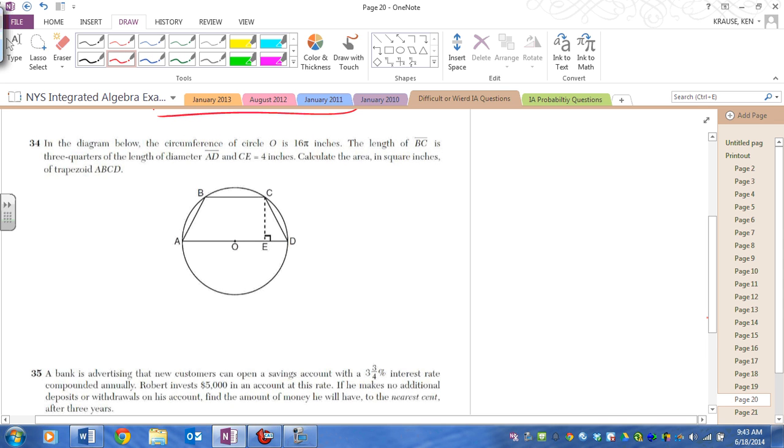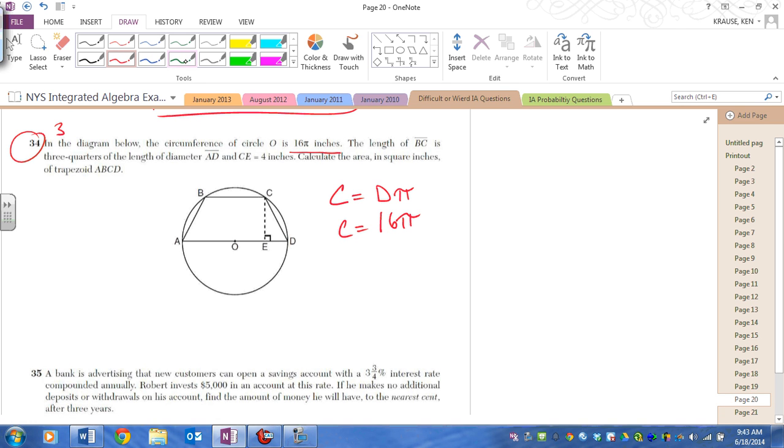So at first glance, boy, this problem looks so hard. 34, it's worth 3 points. So the circumference is 16 pi. Circumference is equal to diameter times pi. So circumference is equal to 16 times pi, which of course just means for all of us that the diameter must be 16. So I know this is 16.